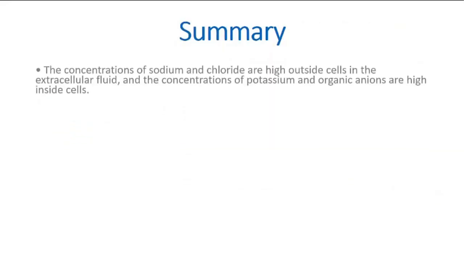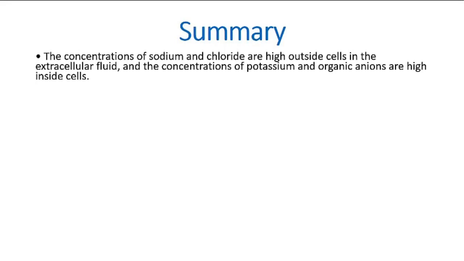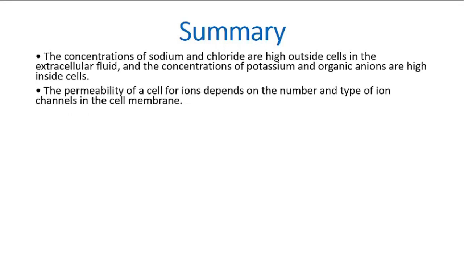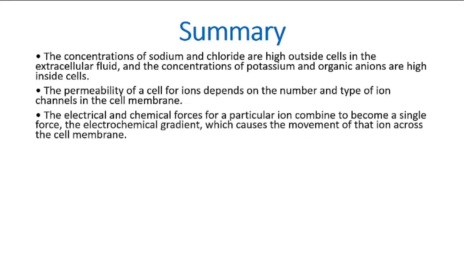Now if we look at the summary, the concentration of sodium and chloride ions are high outside the cell in the extracellular fluid, and the concentration of potassium and organic anions are high inside the cell. The permeability of a cell for ions depends on the number and type of ion channels in the cell membrane. The electrical and chemical forces for a particular ion combine to become a single force, the electrochemical gradient, which causes the movement of ions across the cell membrane.